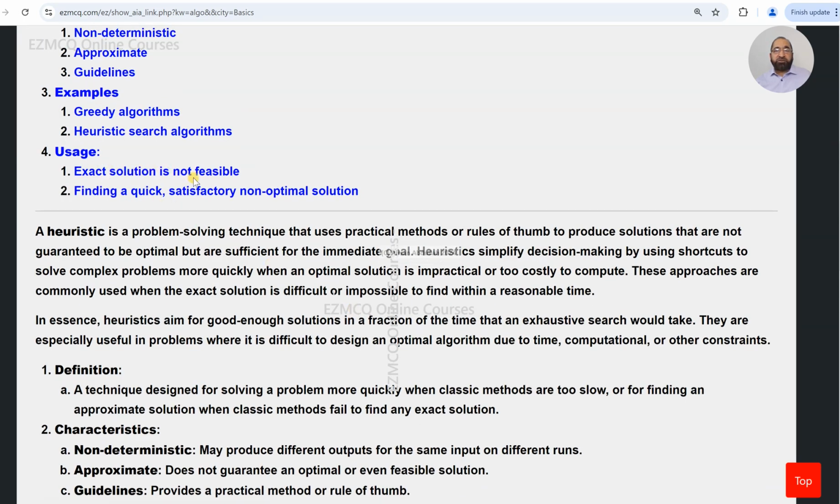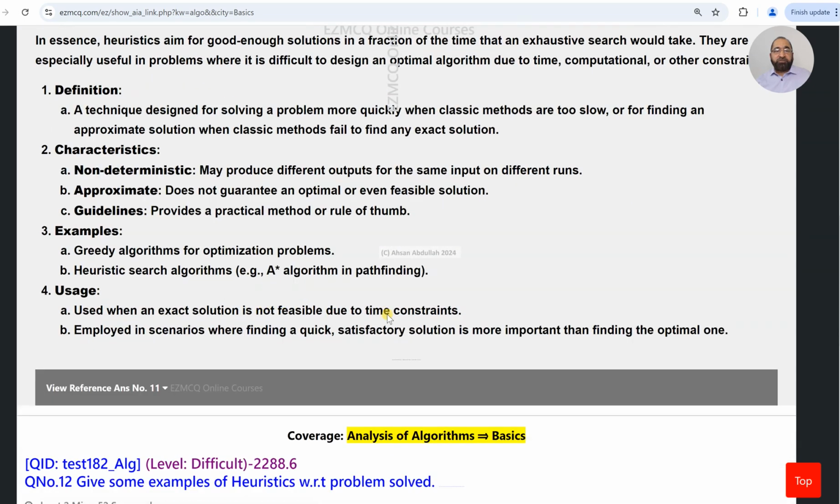Why do we use them? Because an exact solution is not feasible. Why is it not feasible? Because of time constraints. Because of space constraints. And there could be other constraints also. And why do we use them? Because finding a quick, satisfactory solution is more important.